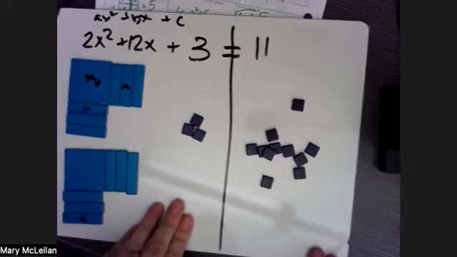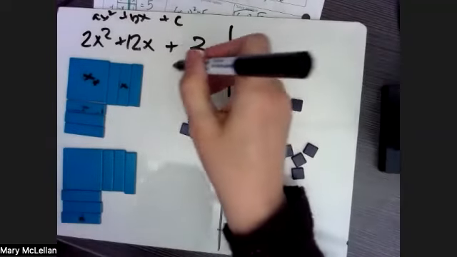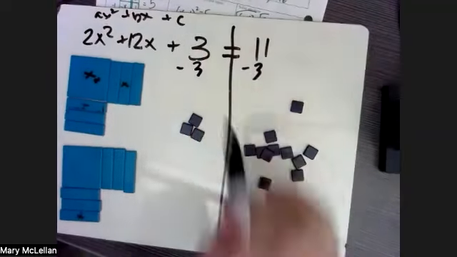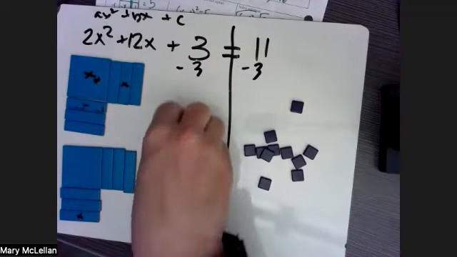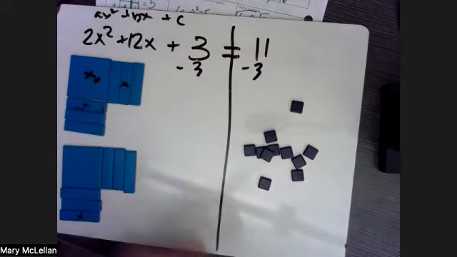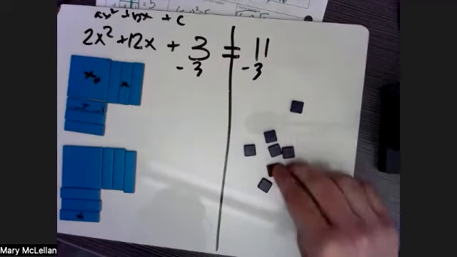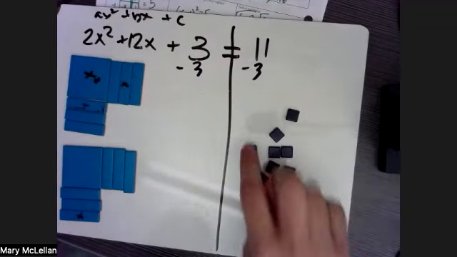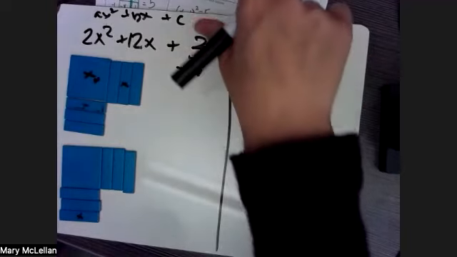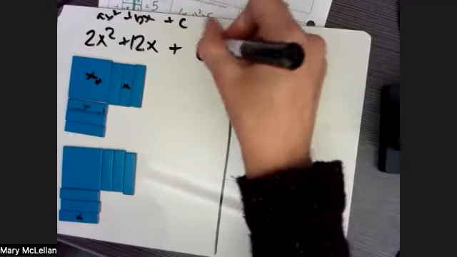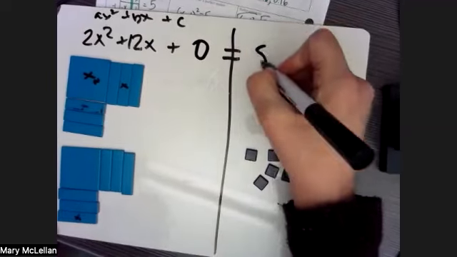So I'm going to subtract 3 from both sides of the equation. And what that looks like with algebra tiles is I just take them away, subtract 3. Goodbye, these 3. And on this side, I took 3 away, which leaves me with, good, I did it right, 8. Now this is 0 because I subtracted 3, and this is 8 because I took 3 away from 11.